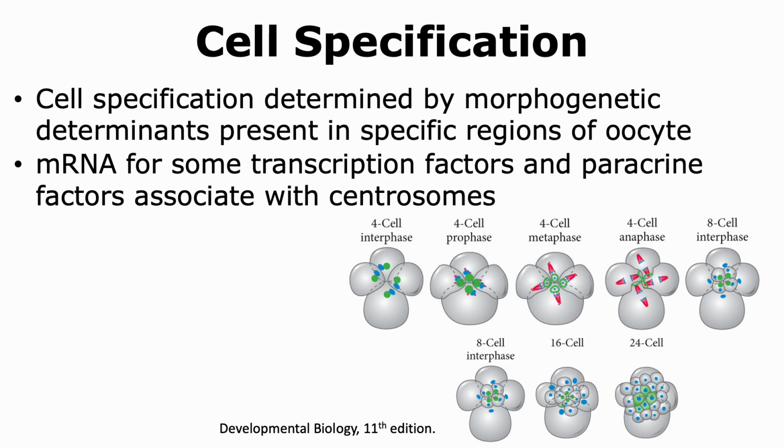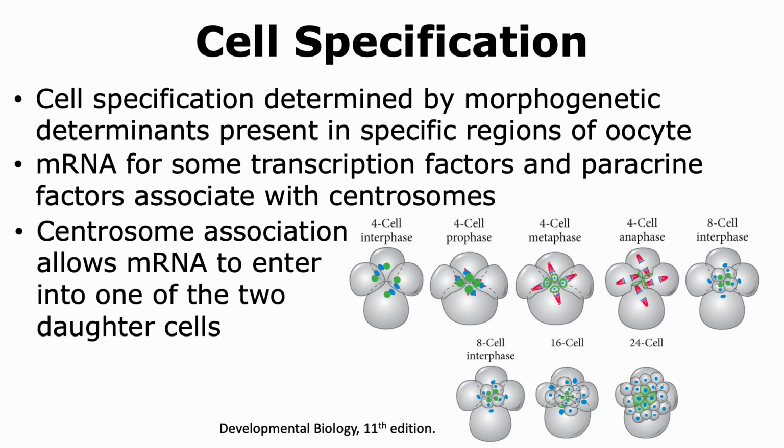In many cases, the mRNA for some transcription factors and paracrine factors actually associate with one of the centrosomes that is present in the cells. This centrosome association will allow the mRNA to enter into one of the two daughter cells. It should be noted that the mRNA are associating with only one of the centrosomes. Do remember, during mitosis, the centrosomes will undergo duplication to form two centrosomes. Now the messenger RNA are present with only one of the centrosomes, and that is why they can enter one of the daughter cells and not the other.